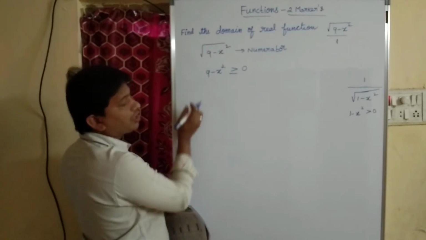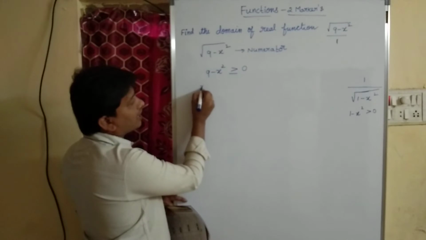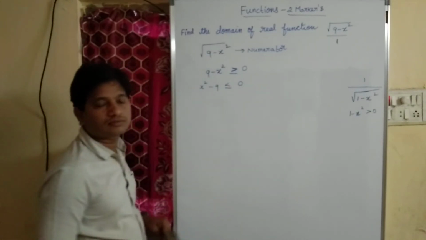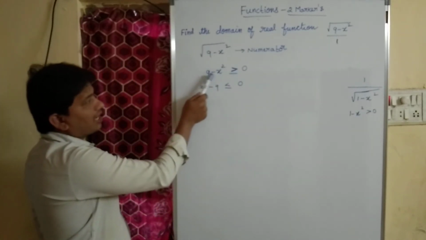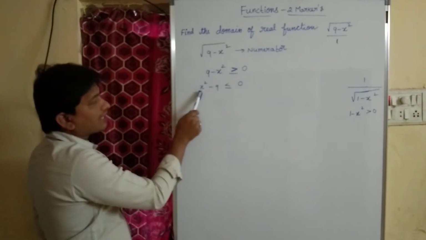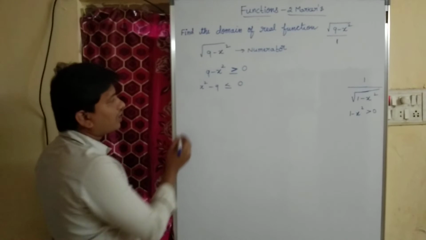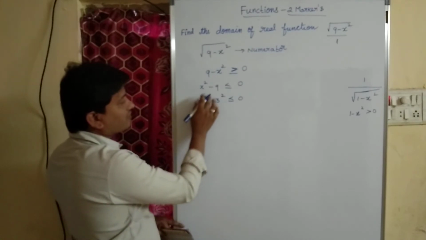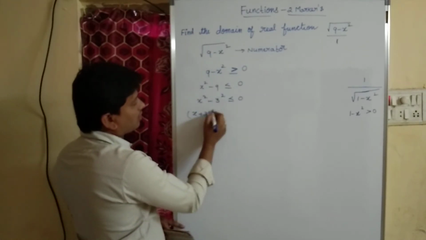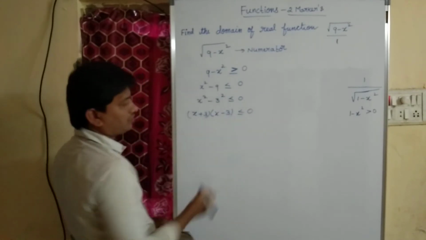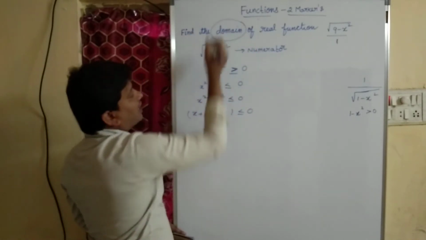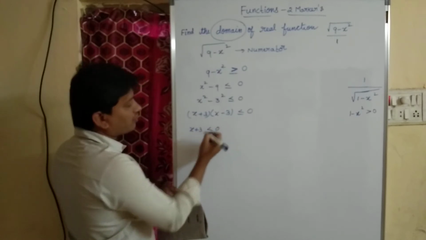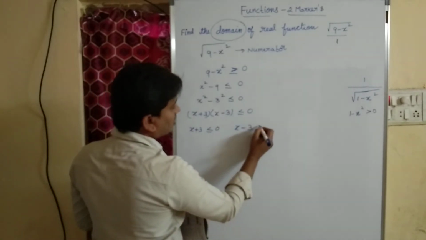So actually we got 9 minus x square is greater than or equal to 0. Then if you multiply by minus, this becomes x square minus 9, and the greater than or equal to 0 becomes less than or equal to 0. See the difference here. Here 9 minus x square greater than or equal to 0. Now x square minus 9 less than or equal to 0. How can I write x square minus 9? I can write it as x square minus 3 square is less than or equal to 0. Now a square minus b square is a plus b into a minus b, less than or equal to 0. Actually what they are asking is to find the domain. One is x plus 3 is less than or equal to 0, and the second one is x minus 3 is less than or equal to 0.